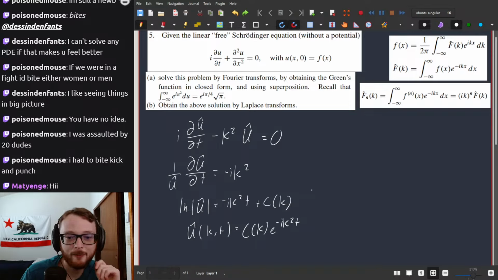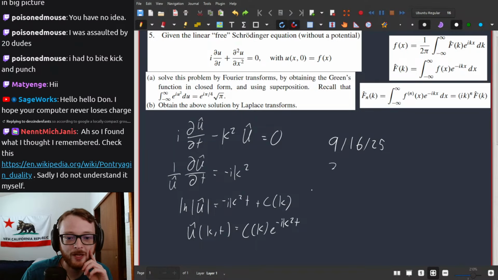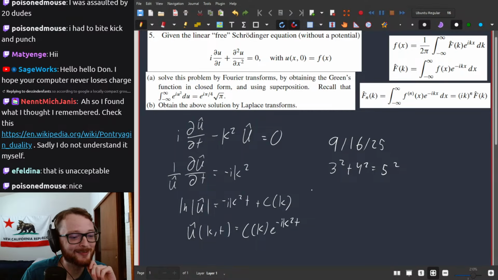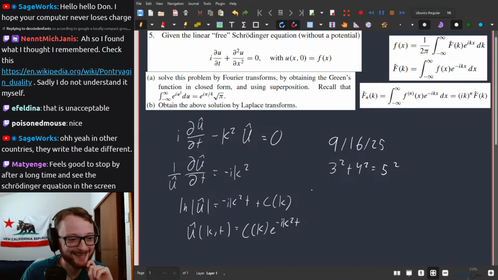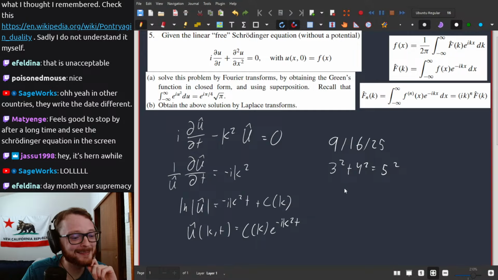But yeah, yesterday, at least if you're American, you wrote yesterday's date like this, and it looks like the Pythagorean triple 3 squared plus 4 squared equals 5 squared. Hey Sage. I hope so too, considering it's a desktop computer plugged into the wall. That is unacceptable. Day, month, year. That is just better. I do agree.